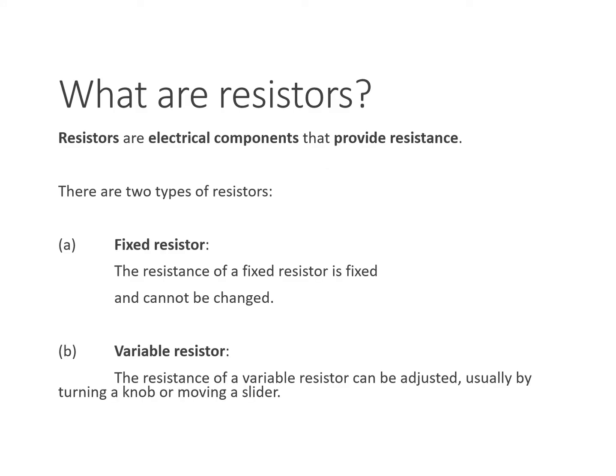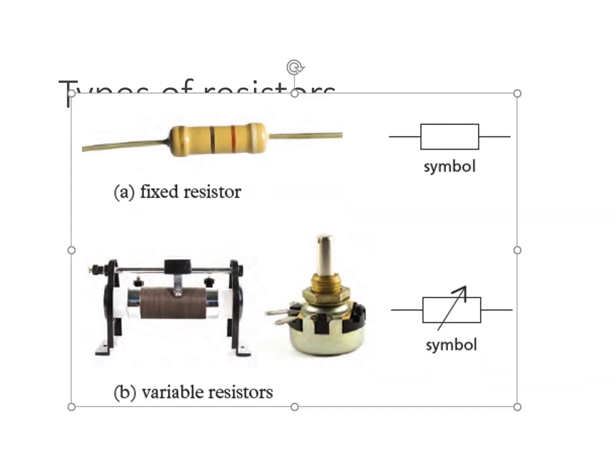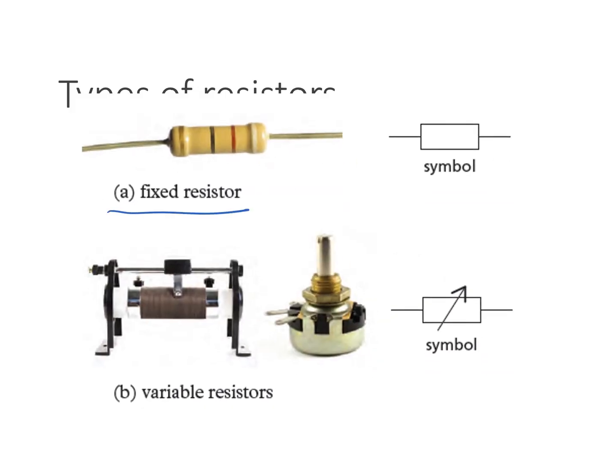So what are resistors? Well, in an electrical circuit, we will put resistors in the circuit to control the amount of current flowing in different parts of the circuit. Basically, there are two kinds of resistor. We have the fixed resistor and also the variable resistor. A fixed resistor will be a resistor that is fixed in its amount. So if it's a 5 ohm resistor, it will remain 5 ohms.